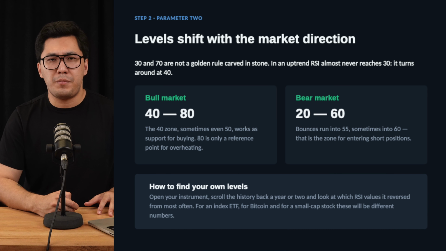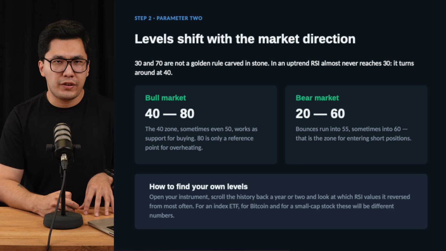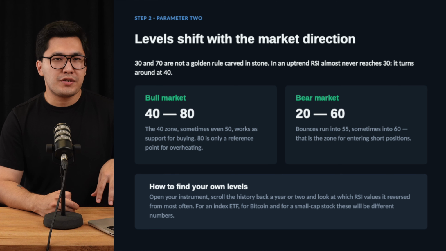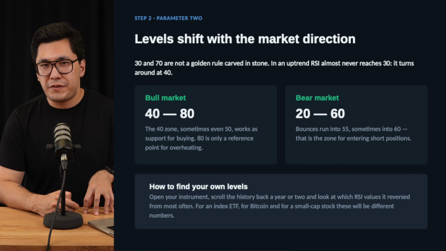In a downtrend, it's a mirror image. The working range is roughly 20 to 60. Bounces tend to stop around 55, sometimes 60, and that's the zone for entering short positions. And how can you find your own levels? You don't need to guess. Just open your chart, go back a year, or better yet 2 years, and look at which RSI value the price reverses from most often. Every instrument has its own behavior. Index ETFs, Bitcoin and small cap stocks will all give you different numbers.